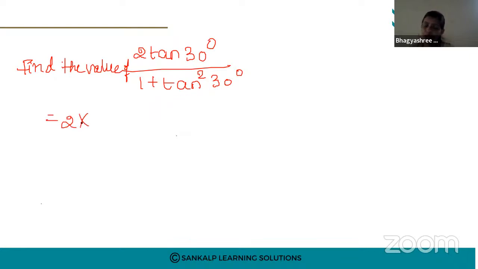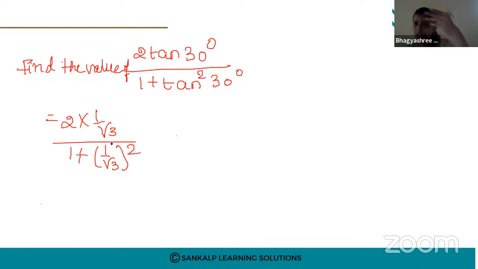So 2 into tan 30 degree, that is 1 divided by root 3, divided by 1 plus tan square 30 degree, which is 1 divided by root 3 whole square. Tan 30 degree is 1 divided by root 3, tan square is 1 divided by root 3 whole square, right? So 2 into 1 is 2 divided by root 3, divided by 1 plus 1 square, which is 1 divided by root 3 square, it is 3.